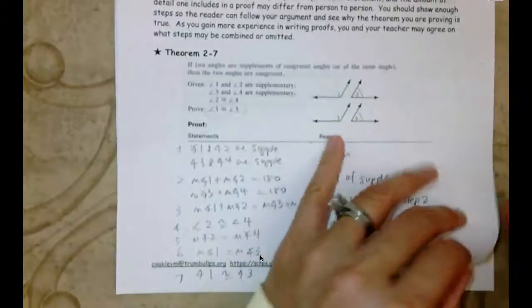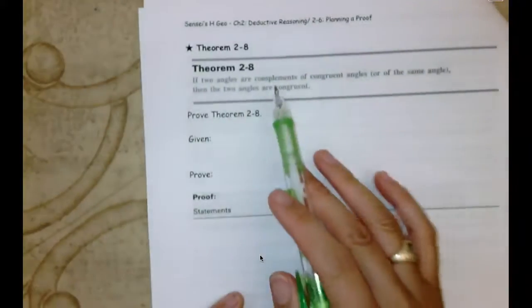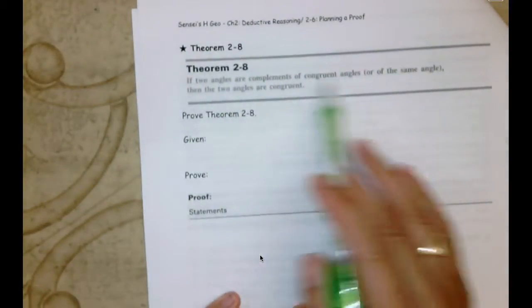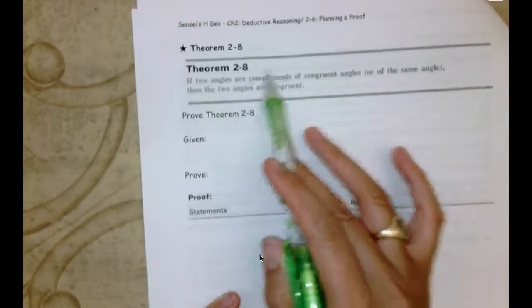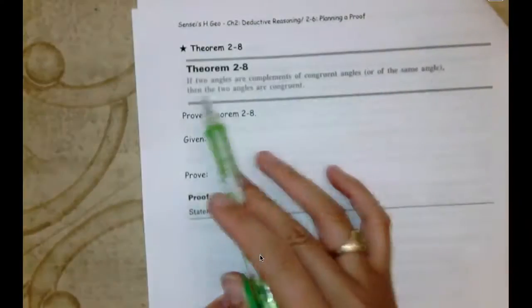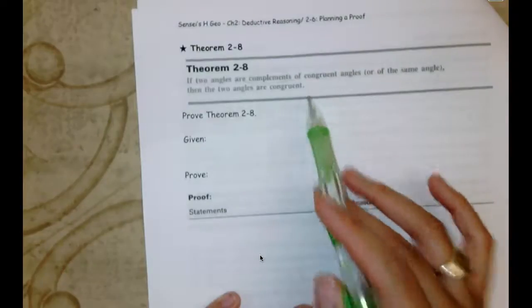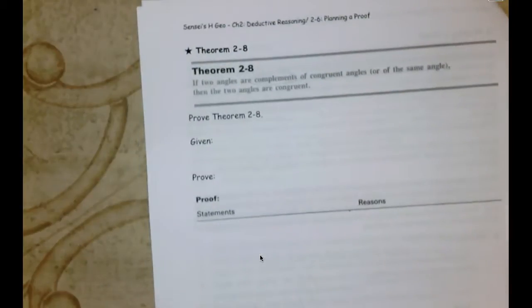Here is the other theorem that is very similar. Okay, if two angles are complements of congruent angles, now it's a complement instead of supplementary, or of the same angle, then the two angles are congruent. Okay, so prove theorem 2.8.